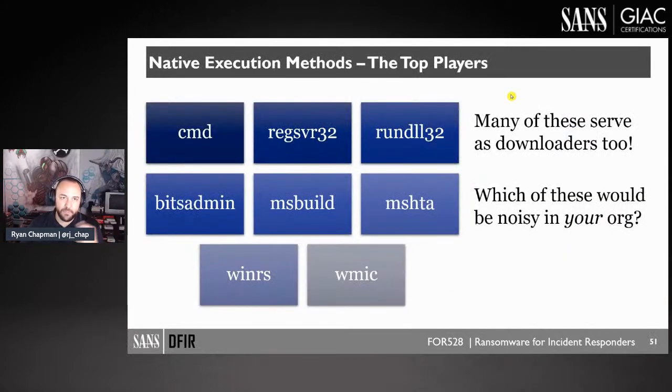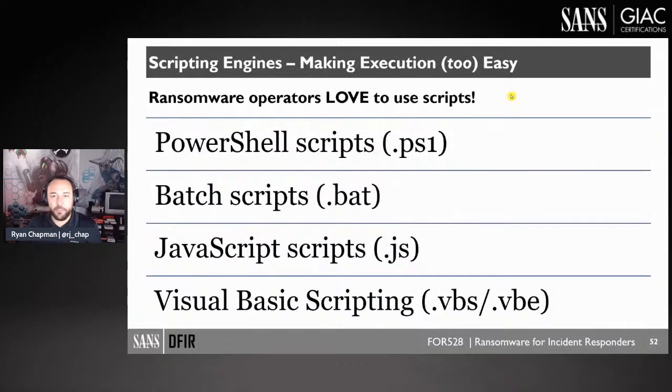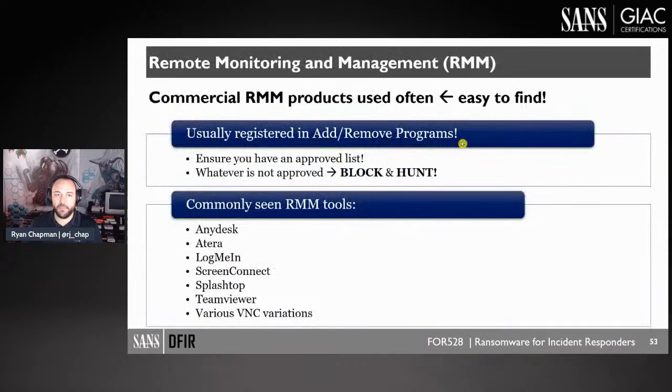One example is native execution methods. Exactly how they're leveraged, what it looks like when they are leveraged, like the command line parameters and all that. And then, of course, how to detect these things. Scripting engine abuse: we talk about PowerShell scripts and batch scripts and a little bit of JavaScript, some Visual Basic scripting. PowerShell and batch scripts are like bread and butter when it comes to ransomware. It's so common, so we give a bunch of examples.